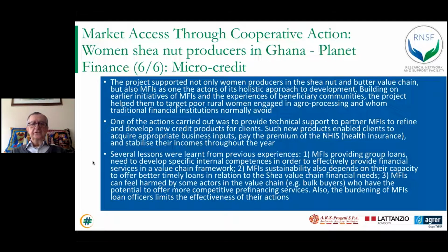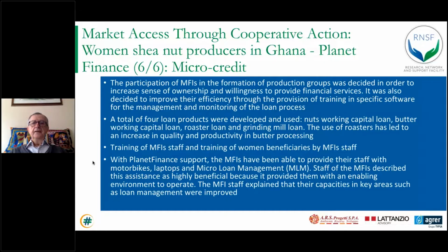MFIs can also feel harmed by some actors in the chain, such as bulk buyers, who may have the potential to offer more competitive pre-financing services, and the burdening of MFI loan officers limits the effectiveness of their actions. So they participate in the formation of production groups, which was decided in order to increase the sense of ownership and willingness to provide financial services.